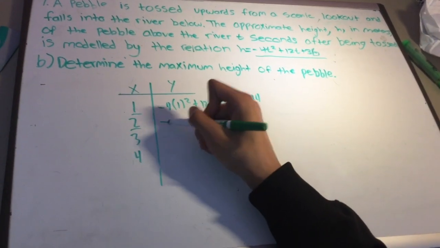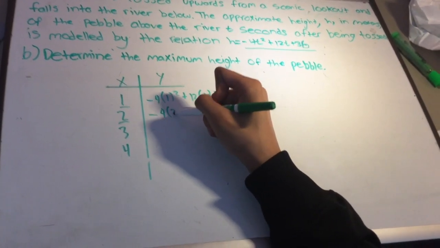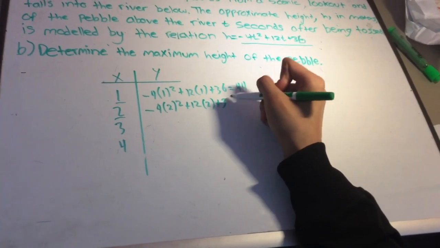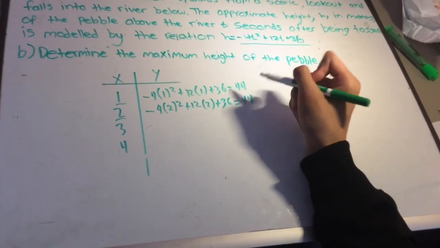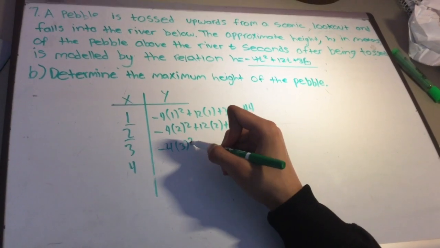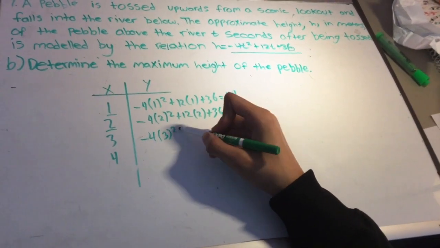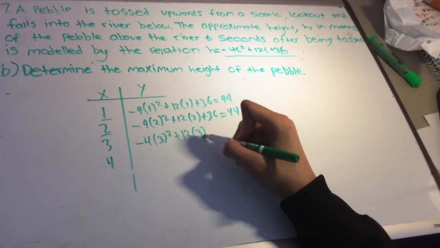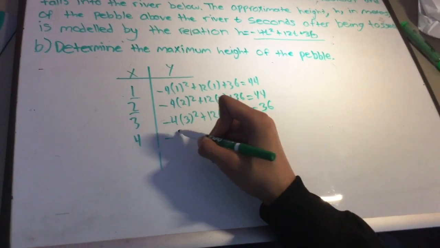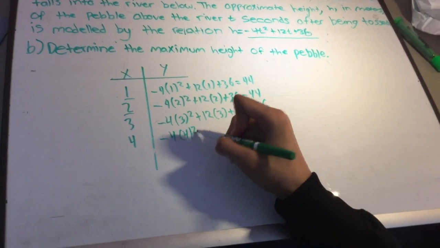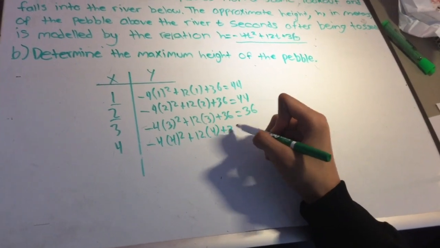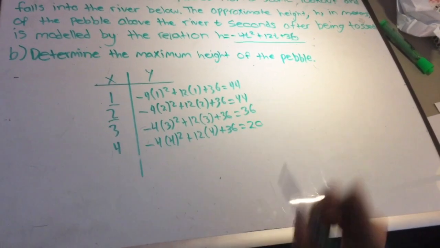And then over here it will be the same, but switch the 1 for the 2, which will be negative 4(2)^2 + 12(2) + 36, which would also equal 44. Then we do the same thing, switching the 2 out for the 3, and it will be negative 4(3)^2 + 12(3) + 36, which would just equal 36. And for this one it will be negative 4(4)^2 + 12(4) + 36, which would equal 20.